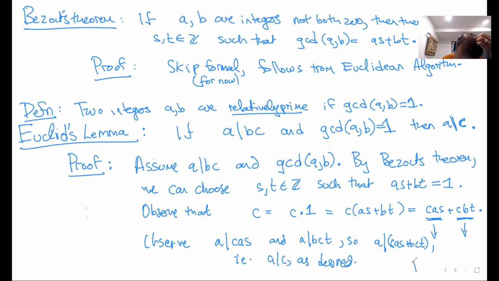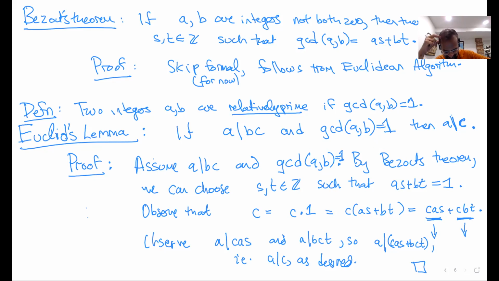In the statement of the proof where you said assume A divides BC, should it say GCD of A and B equals 1? Yeah, it says GCD of A and B equals 1. Okay, I meant right under that line. Oh, yeah. Sorry, I forgot to write. Yeah, equals 1. Correct. Thank you.